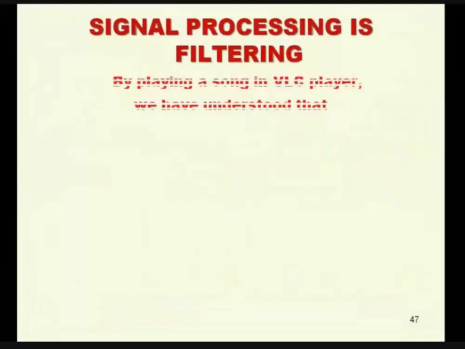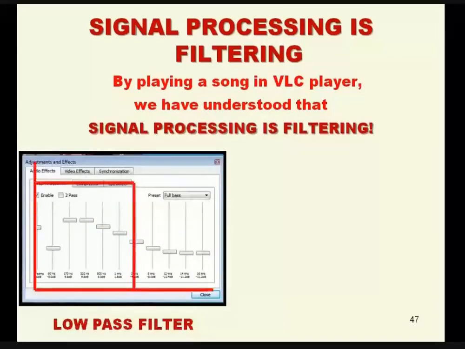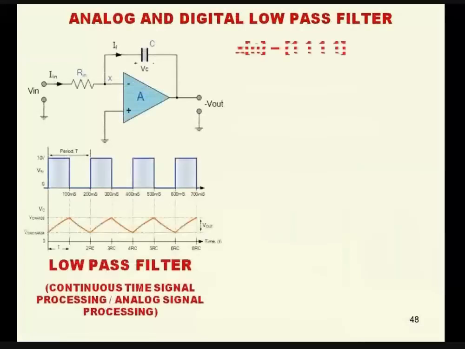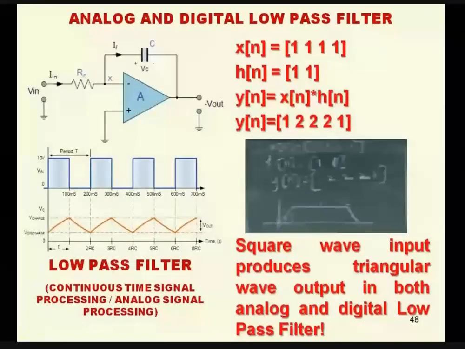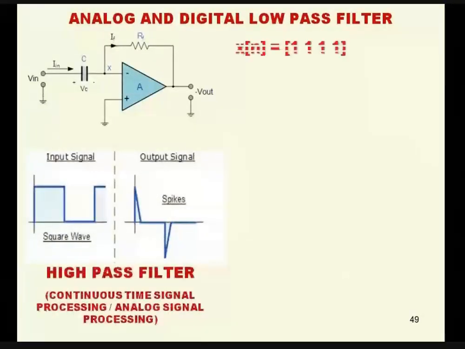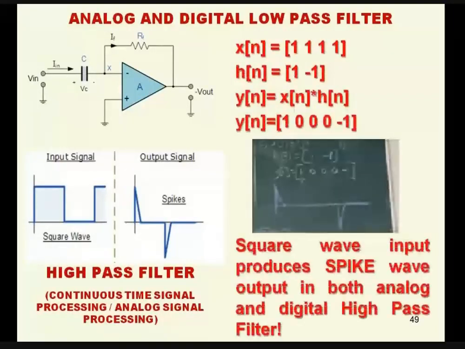And by playing a song in VLC player, we have understood that digital signal processing is filtering. There is a low pass filter resemblance and a high pass filter resemblance: analog low pass filter, analog high pass filter, and digital low pass filter. A square wave input produces a triangular output in both analog and digital low pass filters, which is fantastic. And again the same high pass filter response we are getting: a square wave input produces a spike wave output in both analog and digital high pass filters.